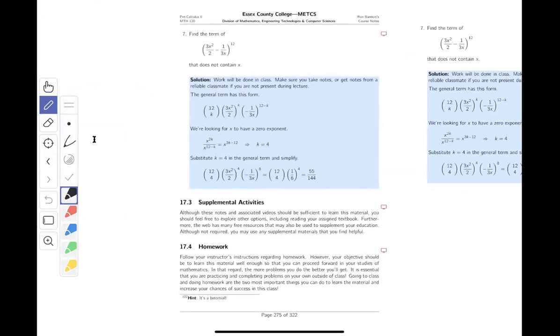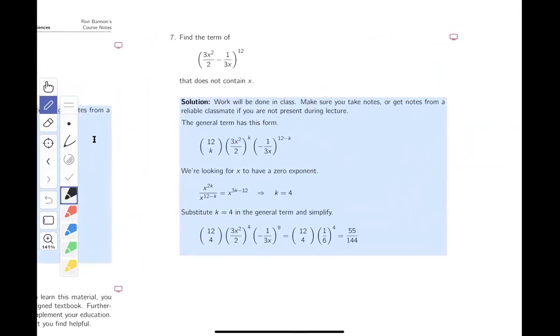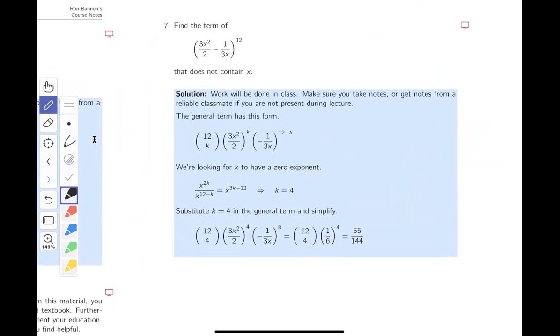Let's go to number 7. It's the last problem. I think the last problem. So let's take a look. And this one over here, it says, find the term that doesn't contain an x. I have no idea what it is. But I want to tell you one thing. I don't want to write down 13 terms to figure out what it is. So what I'm going to do is I'm going to write it down, and I'm going to try to figure it out.